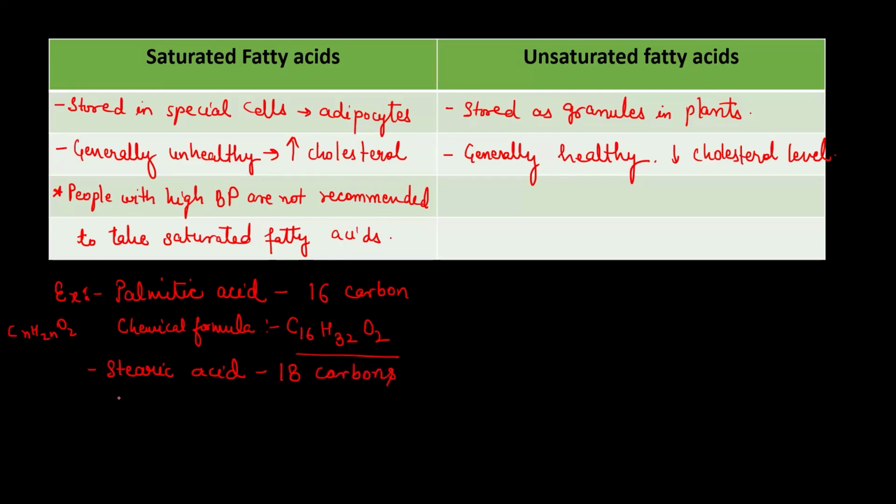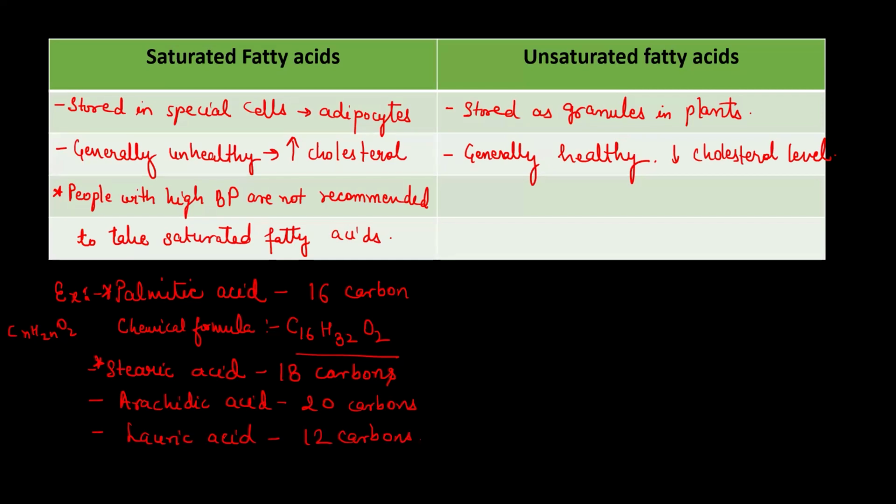Now, of these, the two are important to remember. Apart from this, we also have arachidic acid. Arachidic acid consists of 20 carbons. And then we have lauric acid, and it comprises 12 carbons. So these are certain examples of saturated fatty acids, but palmitic acid and stearic acid are important, and you should remember how many carbons are present in them.